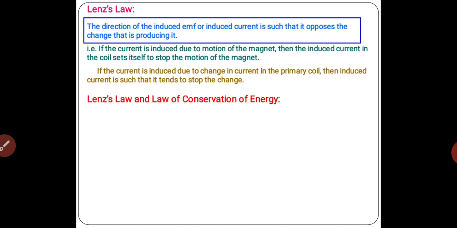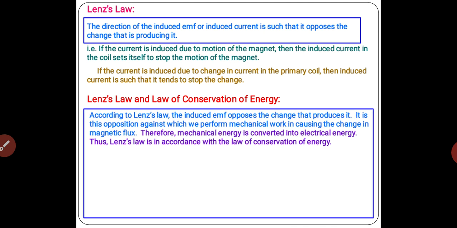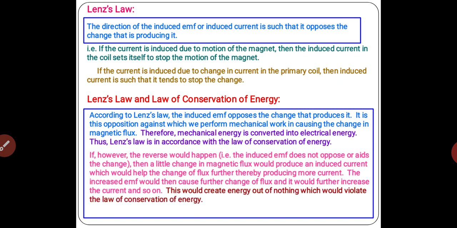Lenz's law and the law of conservation of energy. According to Lenz's law, the induced EMF opposes the change that produces it. It is against this opposition that we perform mechanical work in causing the change in magnetic flux. Therefore, mechanical energy is converted into electrical energy. Thus, Lenz's law is in accordance with the law of conservation of energy.